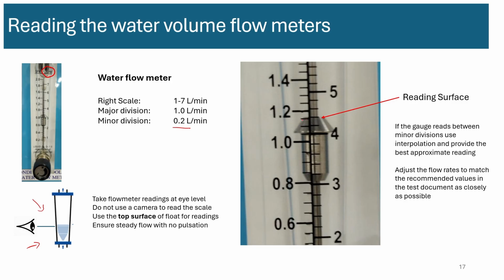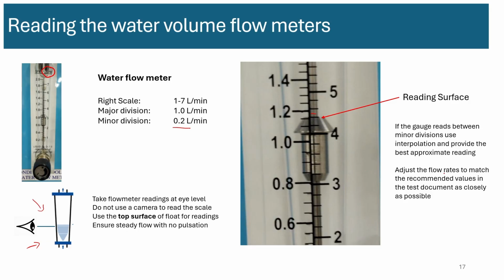And avoid taking pictures because the camera angle usually would give you the wrong reading. You should only take the readings with the naked eye, and the eye should be parallel to the top surface. Whenever you have a reading somewhere in between, try to do your best interpolation between those two. Try to divide as percentages inside. So in this case, let's say this is roughly 45% of the gap here, and use that 45% of 0.2 liters per minute to find that value, right?